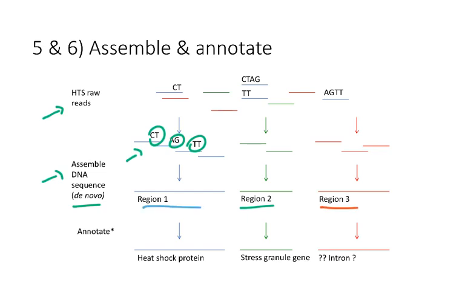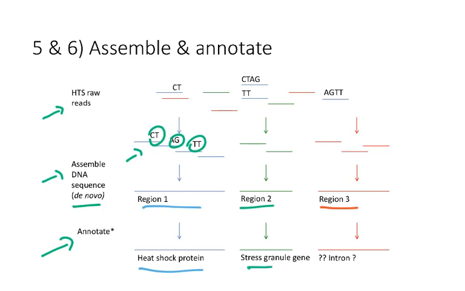And then when we do this annotation step to figure out what genes each of these different regions correspond to, we might find something like this blue region is a heat shock protein. Oops, that's the wrong color. The blue region is a heat shock protein.